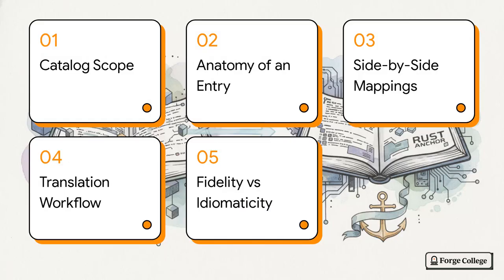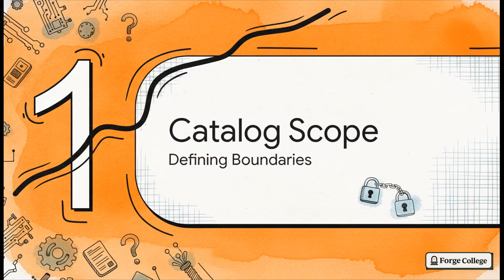So, moving beyond our previous tinkering, here is our blueprint index for today. We're going to cover the grand catalog scope, then the anatomy of an entry, side-by-side code mappings, our translation workflow, and finally, fidelity versus idiomaticity. All right, let's jump straight into Section 1, the grand catalog scope.